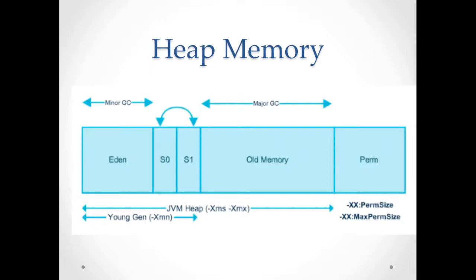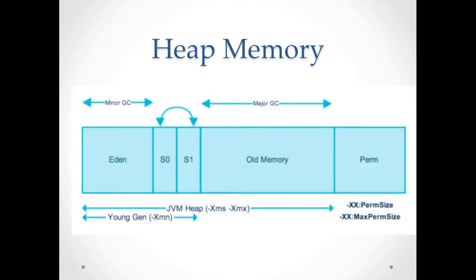Now let us get started with the heap internals. As I just told, heap memory can be divided into young generation and old generation. Young generation is the place where all the new objects are created. When young generation is filled, garbage collection is performed. This garbage collection is called minor GC.